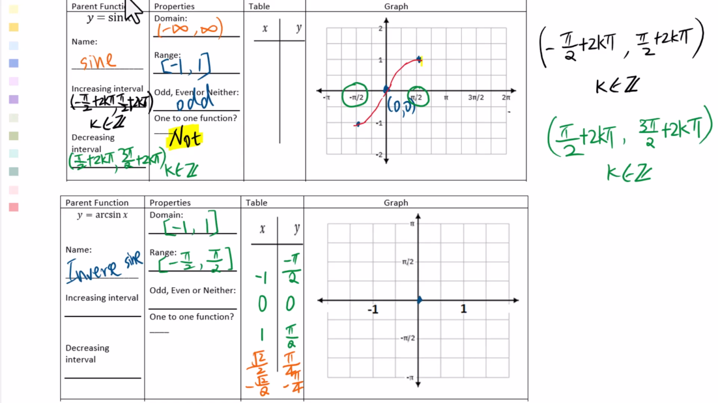(0, 0), (pi over 4, 0.7), estimate here, (1, pi over 2), (negative pi over 4, negative 0.7), (negative 1, negative pi over 2). So we can sketch the graph like this.